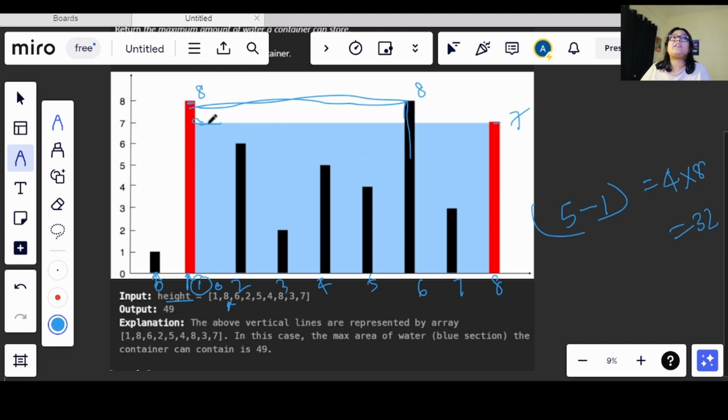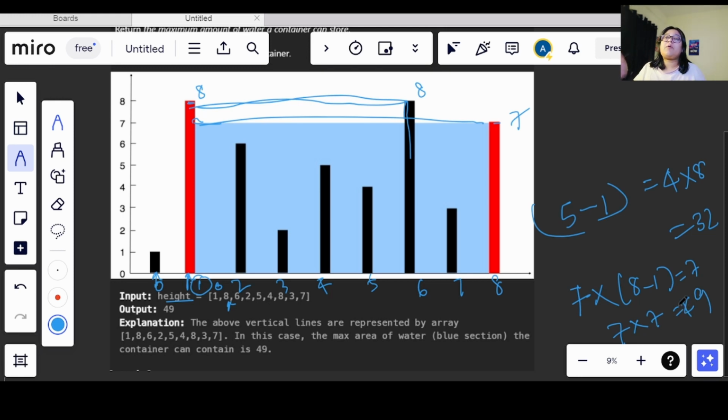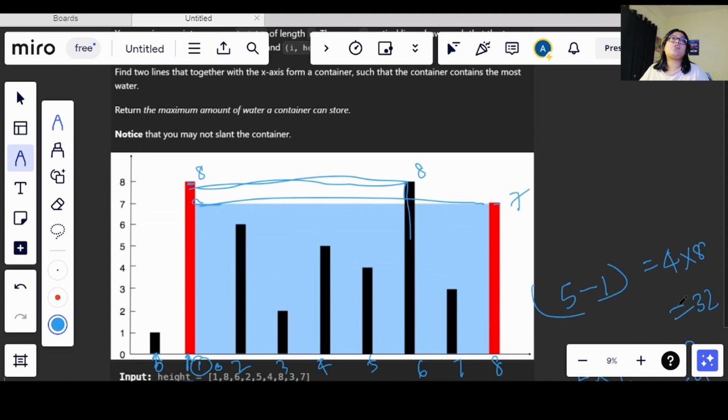Now let's take the area from these. Here we will consider the minimum of both heights. The minimum is 7, and the distance between them is 8 minus 1, that is 7. So 7 multiplied by 7 gives us 49, which is quite a bit greater than the previous one. So we need to compare the areas, and we need to return the maximum value possible. Now how do we solve this?